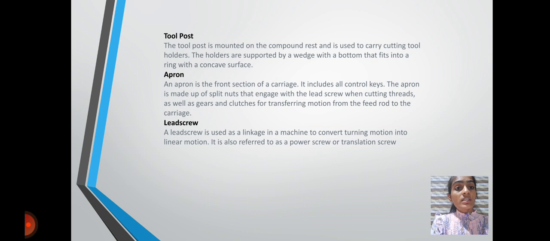Lead screw. A lead screw is used as a linkage in a machine to convert turning motion into linear motion, and it is also referred to as a power screw or a translation screw.